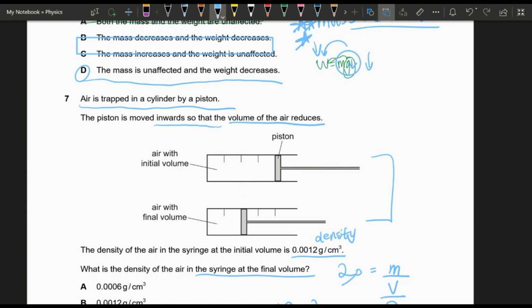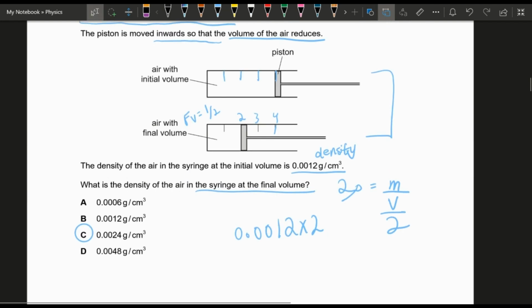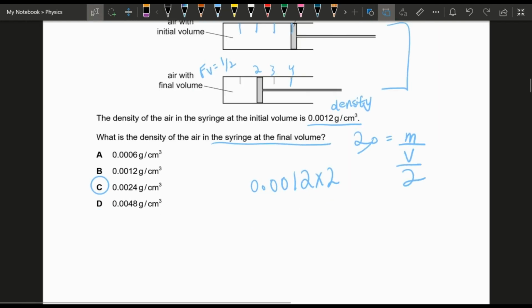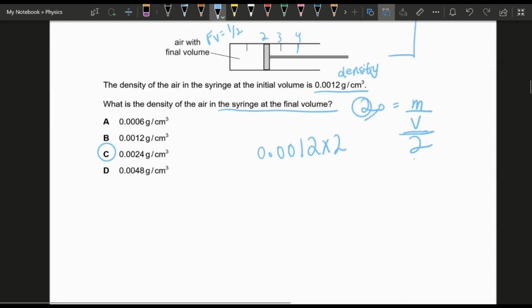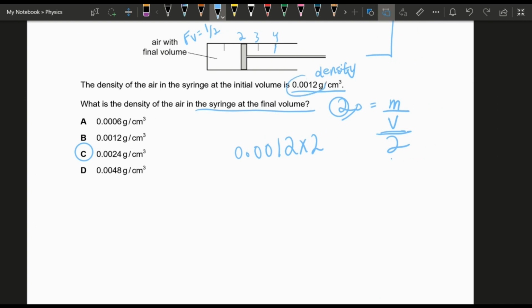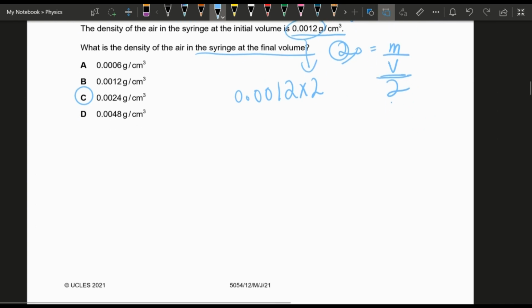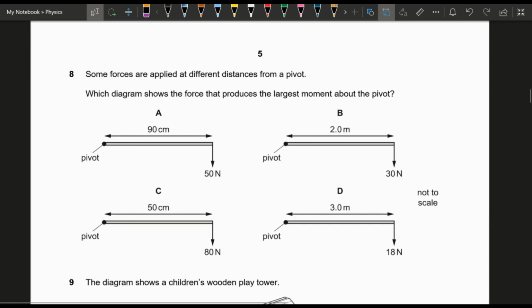If you can look over here, we have one, two, three, and four. So it was at four over here, and then it moved to three and two. So which means that the volume became half. Now the final volume is half of the initial volume, right? So if the volume becomes half, the density will double. Why? Because density is mass upon volume. If the volume decreases by half, the density will become two times. So I just multiplied the initial density by 2 to get the new density, which is 0.0024 gram per cm cube.